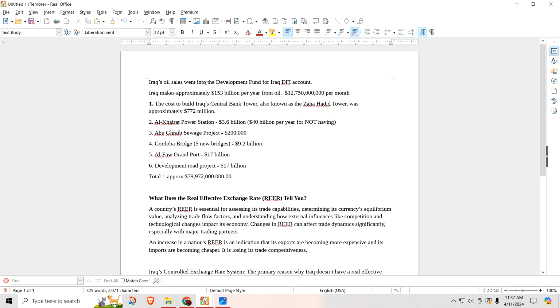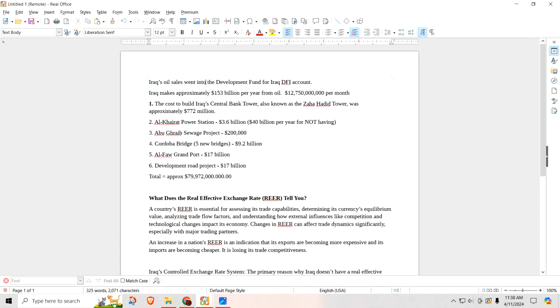The sewage project's $200,000. There is a bridge project over there. There's 5 bridges that are being put up. I believe 2 of them have already been built. But the entire project's going to cost $9.2 billion. The Port of Fa, that project is $17 billion. The Development Road Project hasn't started yet, but the project is for $17 billion.